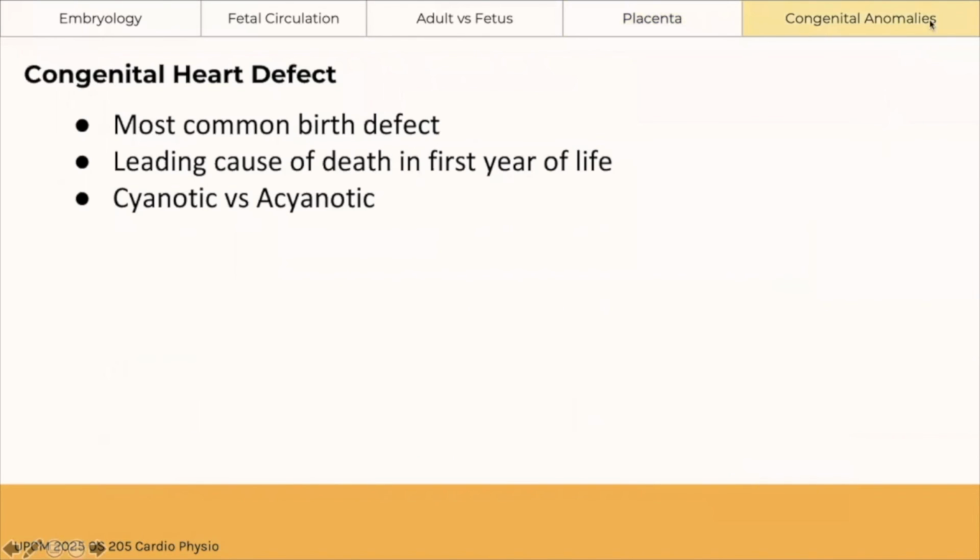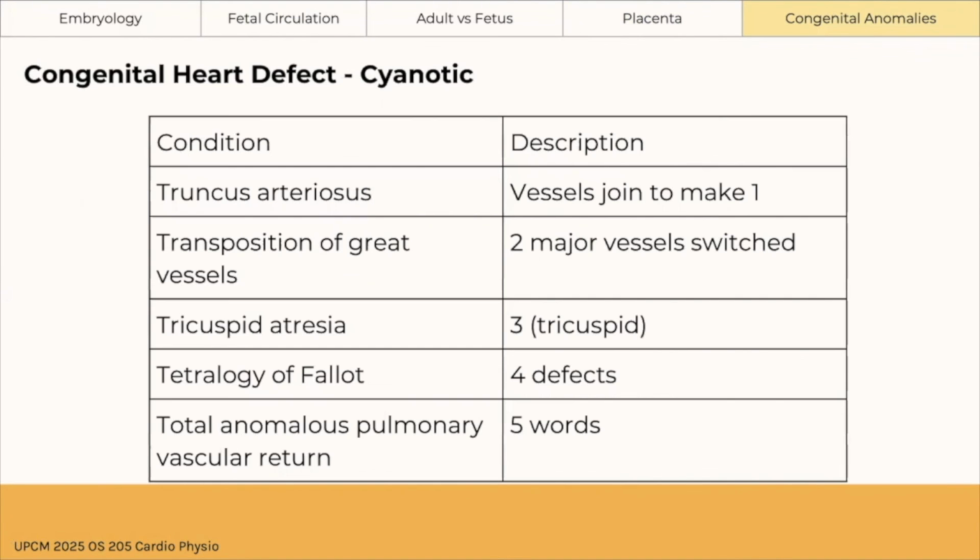Lastly, we're at the last topic for today. It's the congenital anomalies, and the most common birth defect is your congenital heart defect, and it's the leading cause of death in the first year of life. So we have your cyanotic versus your acyanotic congenital heart defects. So first, cyanotic. Don't be overwhelmed.